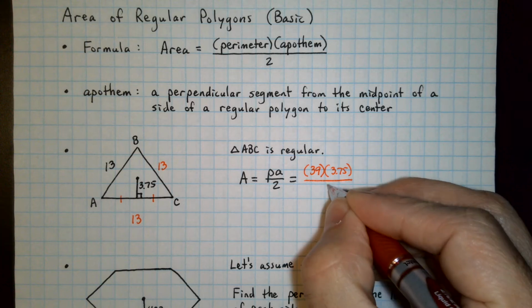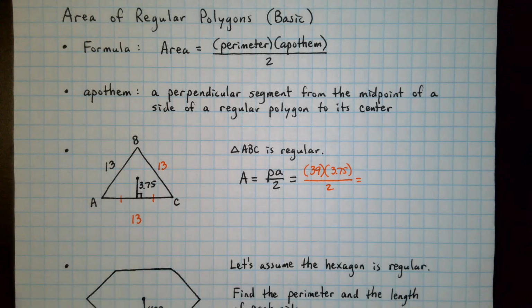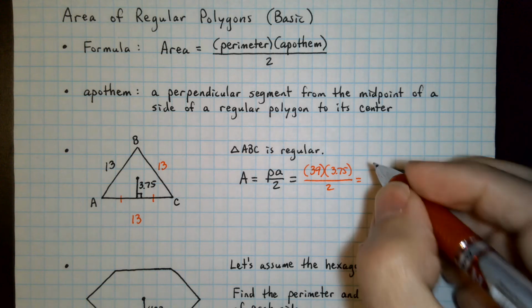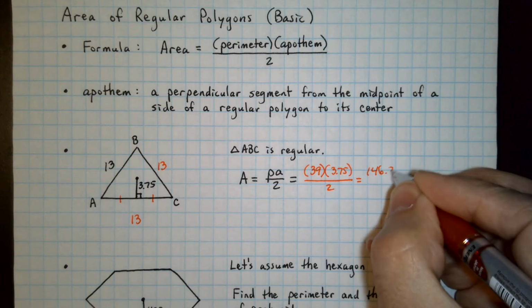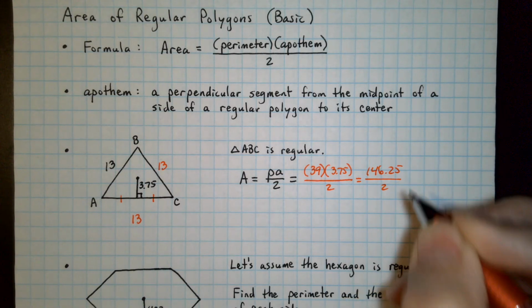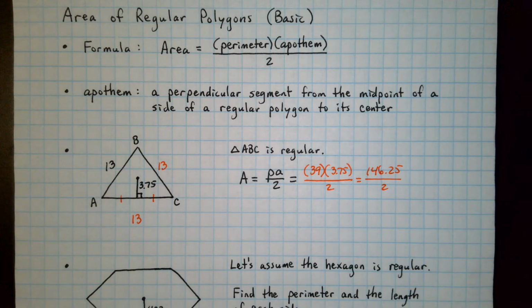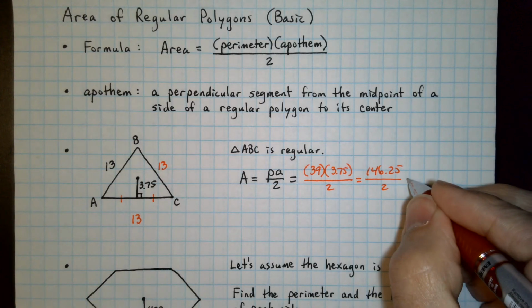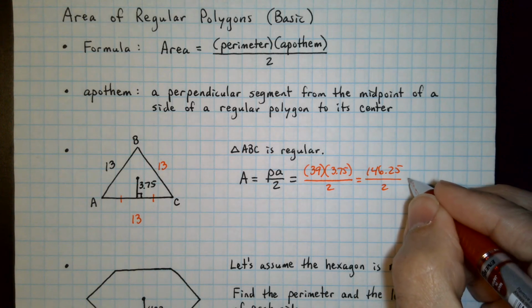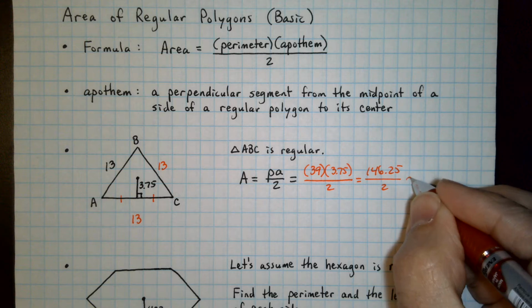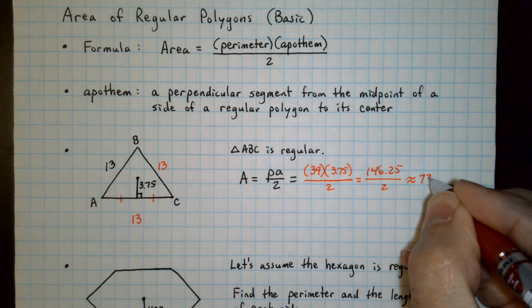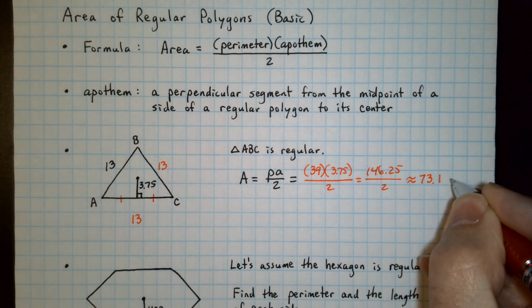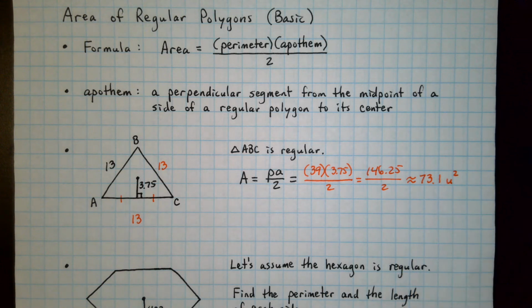And we'll multiply that and divide it by 2. So 39 times 3.75 gives 146.25. And if we divide that by 2, we'll end up with 73.125. And I'm going to round that to the nearest tenth. So it's approximately equal to 73.1. We don't have a unit labeled, so units squared would be the answer.